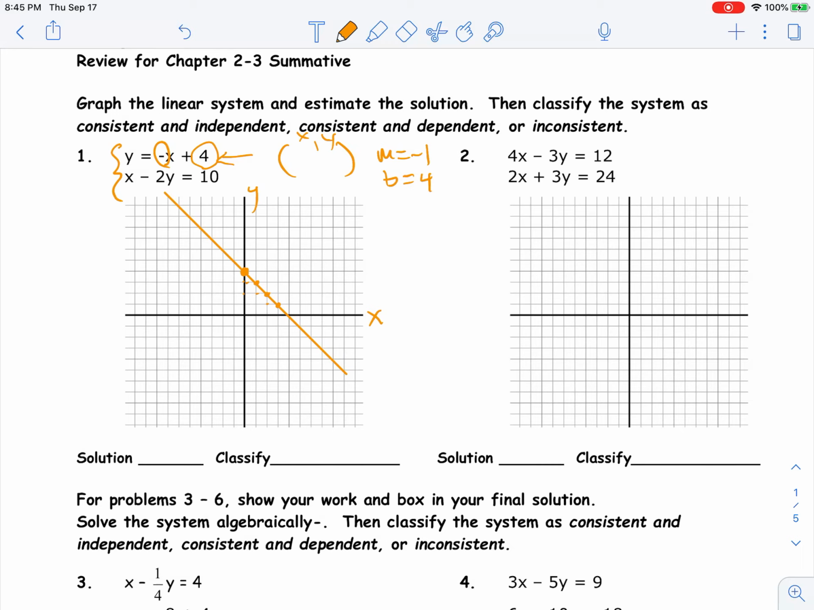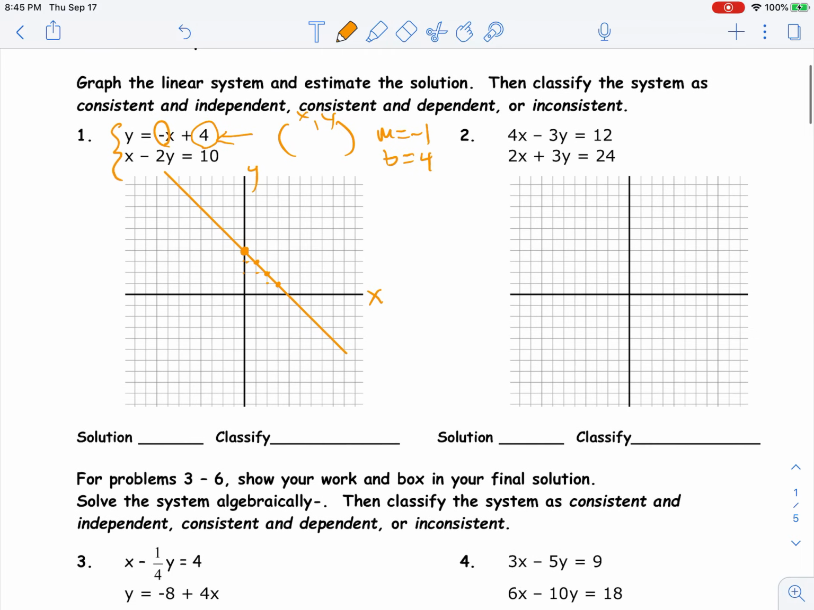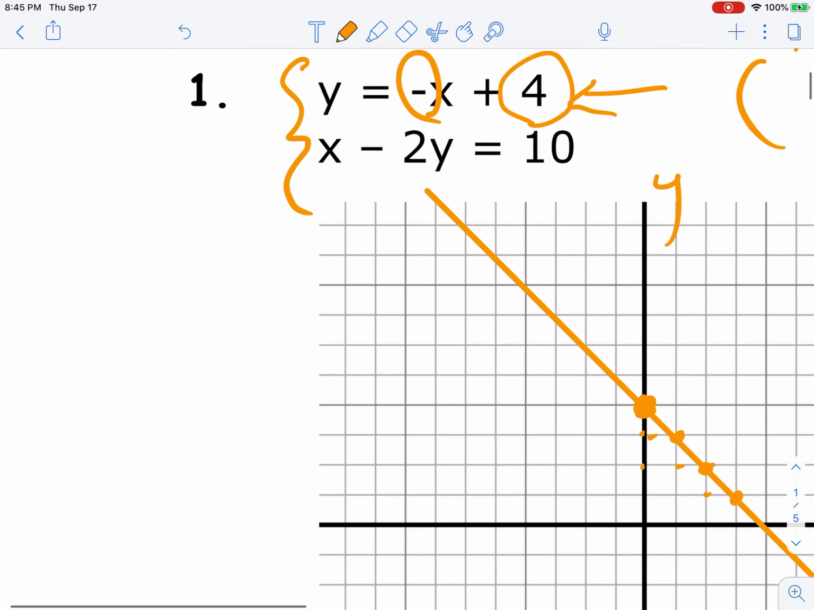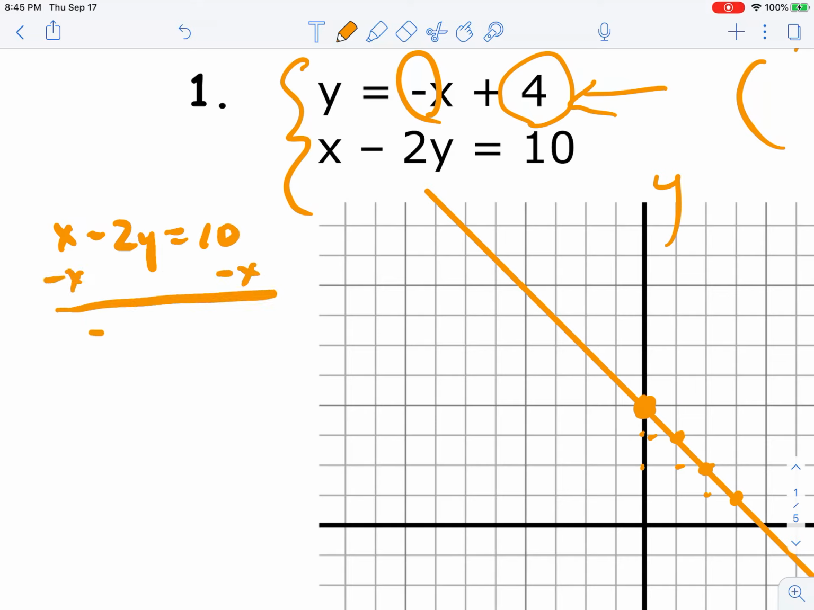Now, what we want to do with that is graph the other equation and see if we can figure out where they intersect. So I'm going to just do that over on this side, and I have this x minus 2y equals 10. And what I'd like to do is subtract x from both sides. When I do that, I end up with negative 2y equals 10 minus x. I need to get rid of the 2 in front of the y, that coefficient, so I'm going to divide by negative 2 on both sides.